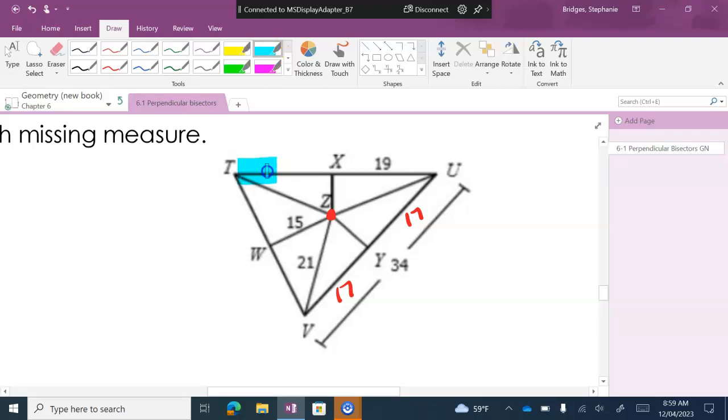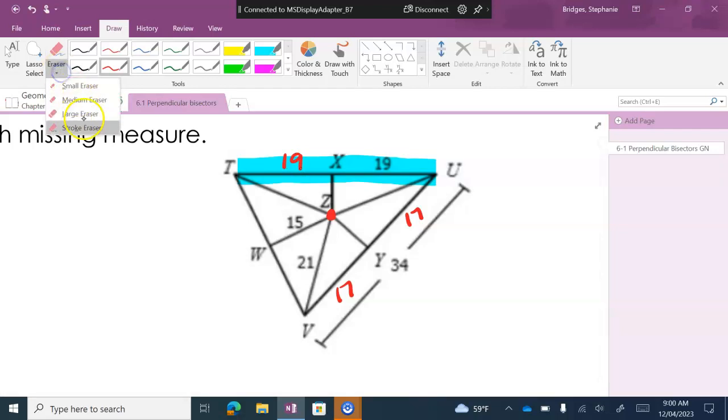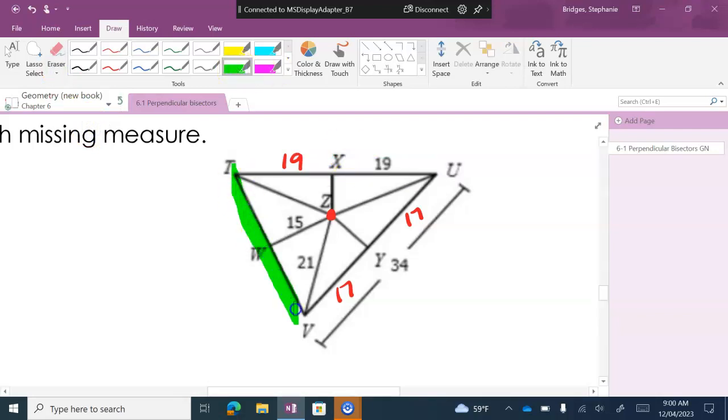All right, I'm going to look at this top segment up here, TU. Do I know the length of the whole thing? No. But do I know half of that segment? I do. What is half of it? 19. So that means TX is also going to be 19, right? And then if I look at this other side over here, TV, do I know the whole thing or half of that one? I don't, do I? Okay, so I'm going to hold off on that side for right now.